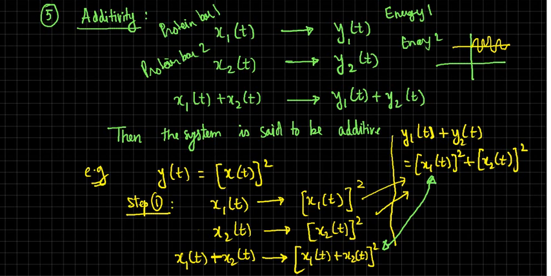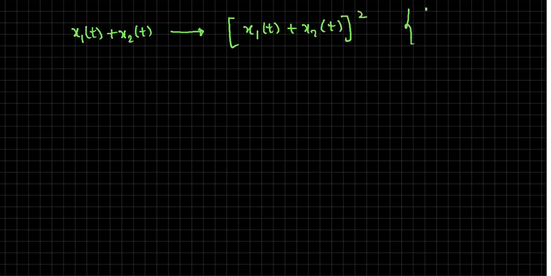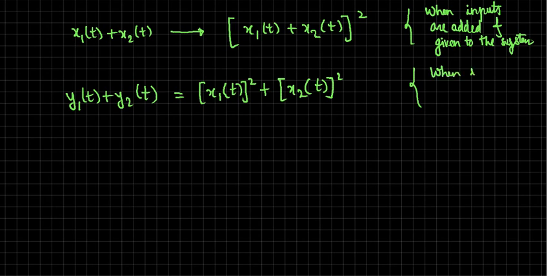Okay, so let me write on a fresh page. What I'm saying is, if you take individual inputs x1 of t plus x2 of t, that will give you an output of x1 of t plus x2 of t whole square. This is when inputs are added and given to the system. But when we add the outputs themselves, we expect them to be the same, right? If we add individual outputs, y1 of t plus y2 of t, what will you get? x1 of t whole square plus x2 of t whole square, and this is when individual outputs are added.